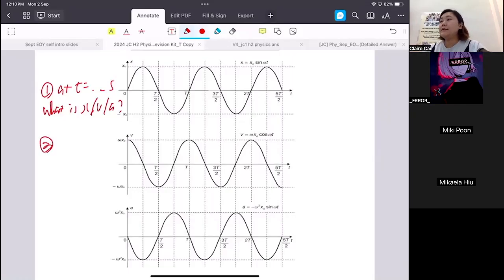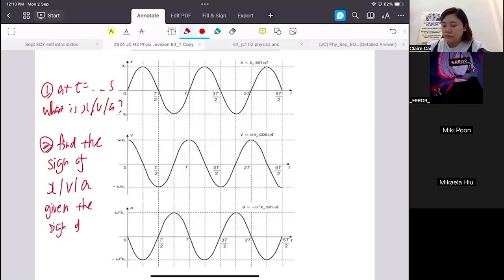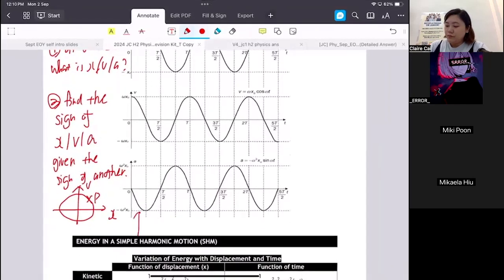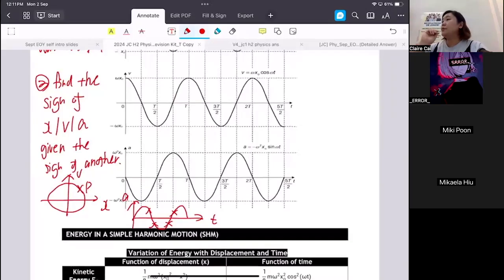Second type, this one is more common in MCQ, to find the sign. For example, I have a v against x graph, then I give you this random point P here. Then I ask you, this is my a against t. Then I give you some random points like here, here, here, or here: A, B, C, D. Which point corresponds to your P? So this will be the type of MCQ that will be given. And actually, we'll also be using these types of functions.